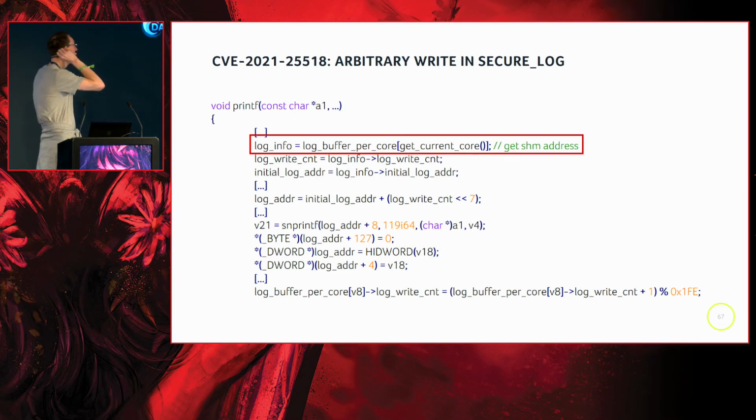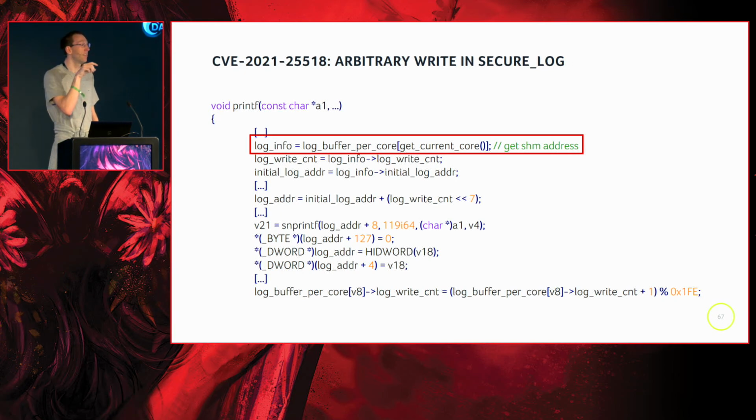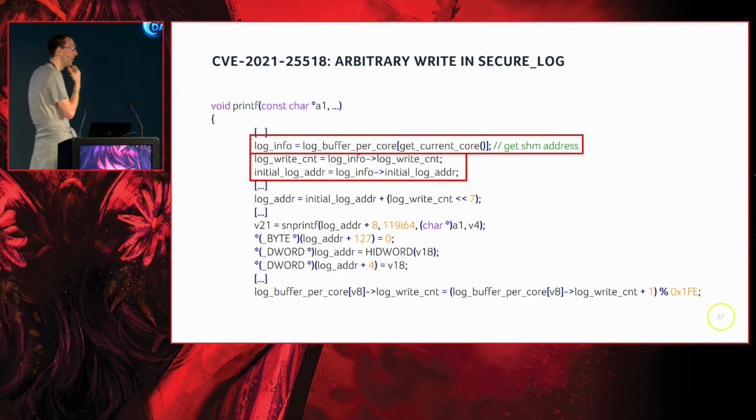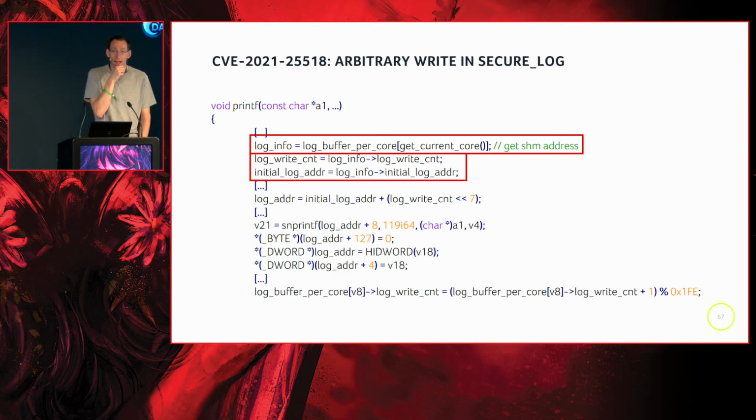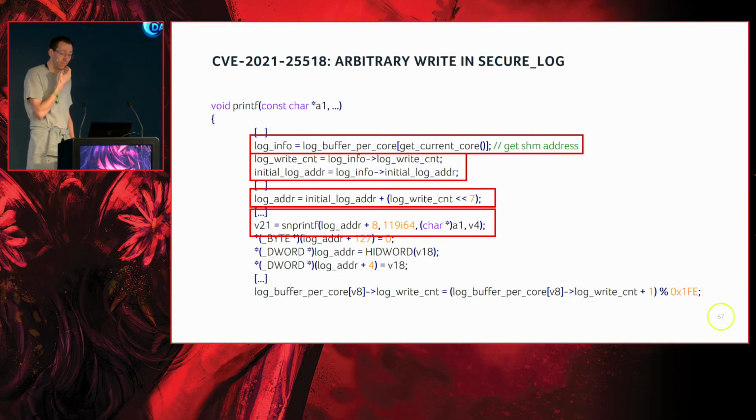We start with, based on which core we are running, getting the address of our ring buffer. And in log info, we are now pointing directly into memory that is non-secure. And what do we get from that? Well, we get the write counter, because we are going to add messages to the ring buffer, and we have our base address. Then we calculate, based on the write counter and the base address, where we are going to write. And we write the message there.